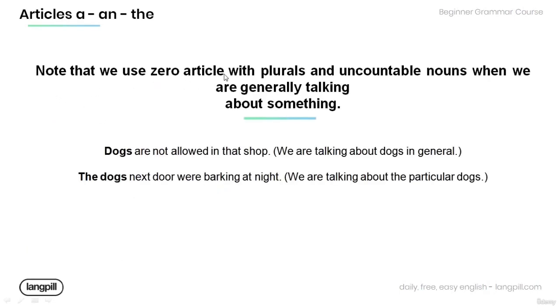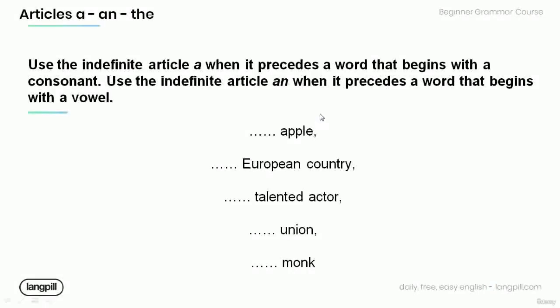Note that we use zero article with plural and uncountable nouns when we are generally talking about something. Have a look at the examples below. Dogs are not allowed in that shop. In this sentence, we are talking about dogs in general. And in this sentence, the dogs next door were barking at night. We are talking about the particular dogs, the dogs next door. Now let's review and practice a bit.